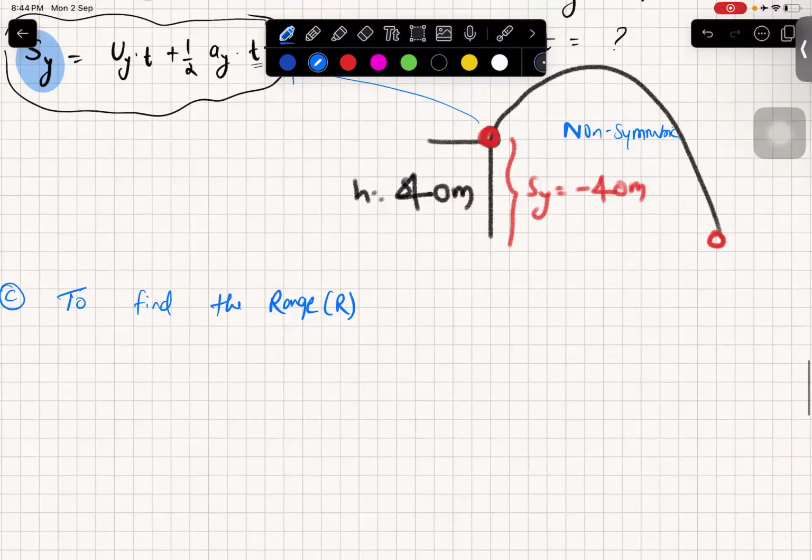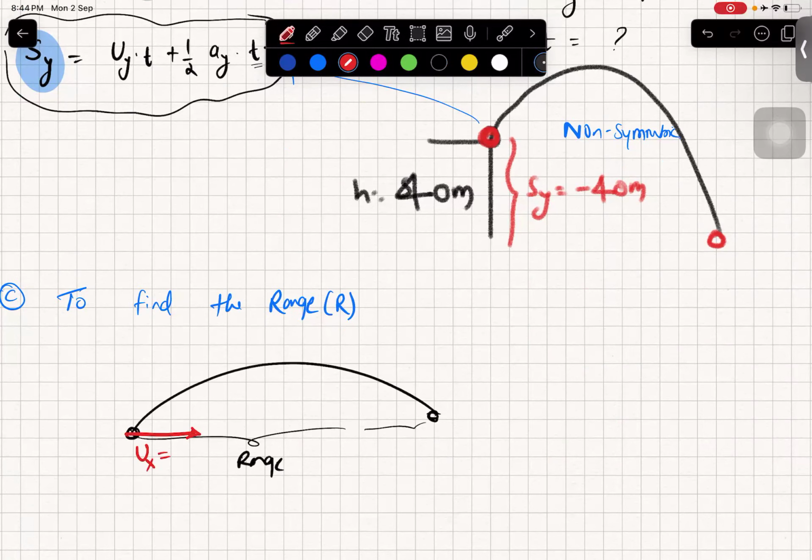And in order to find the range of this projectile, the range is this horizontal distance. If this is the range, I use the horizontal velocity times the time of flight. We know the horizontal velocity ux, which was u cos theta, if theta was the angle made with the horizontal, and t will be the time of flight. So range is calculated as horizontal velocity times the time of flight, the total time. And I'll be able to find the range using this equation as well.